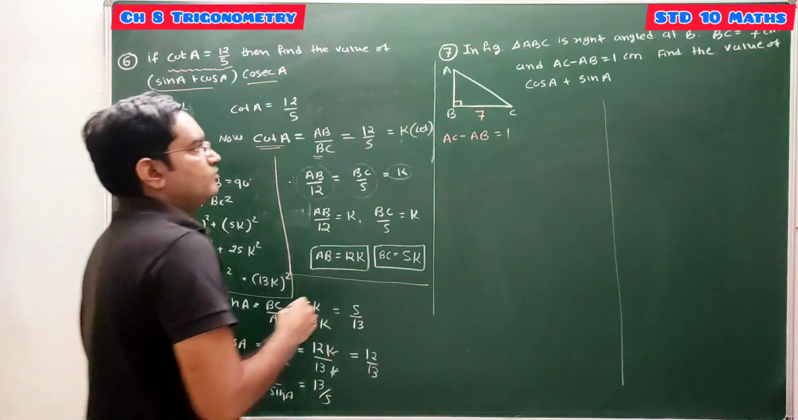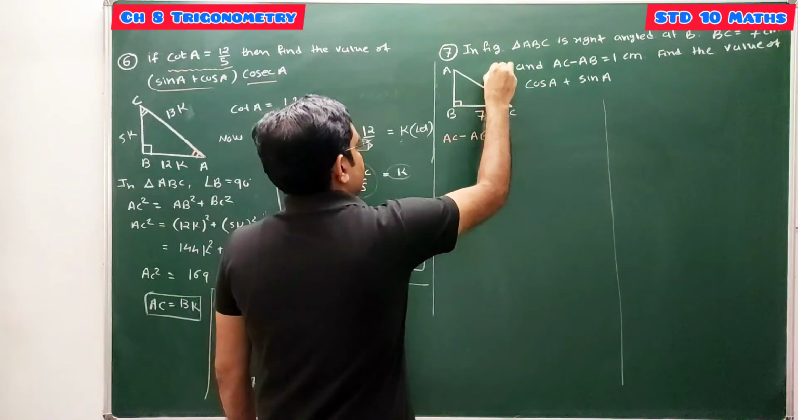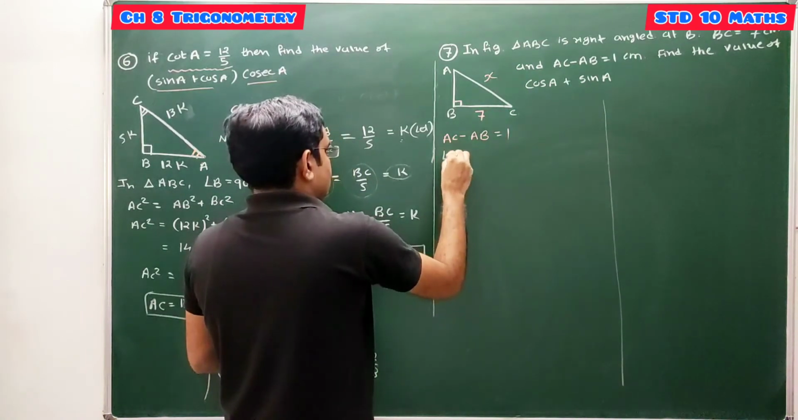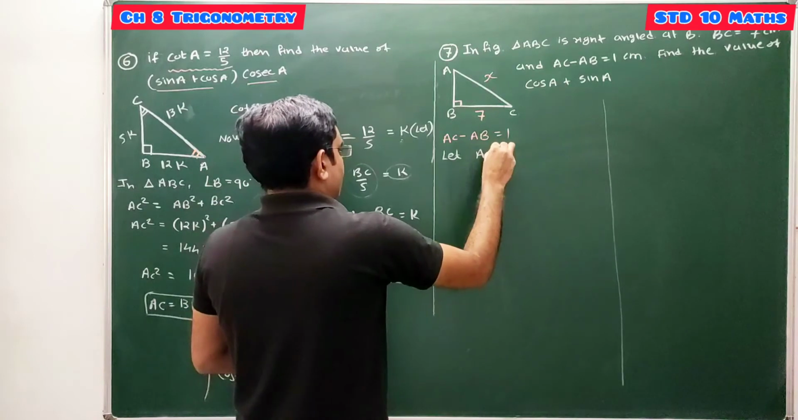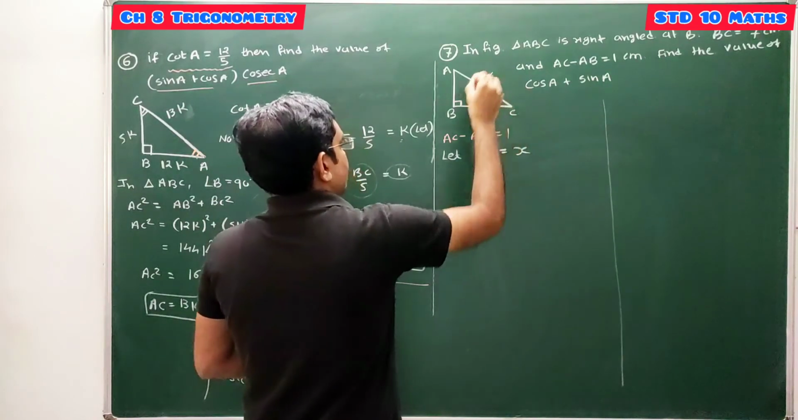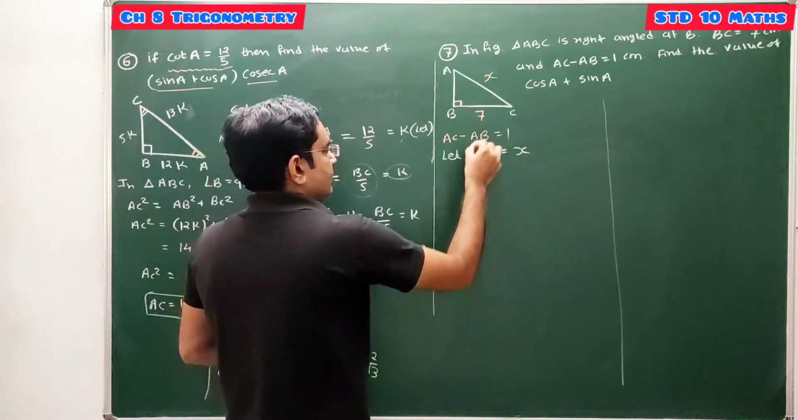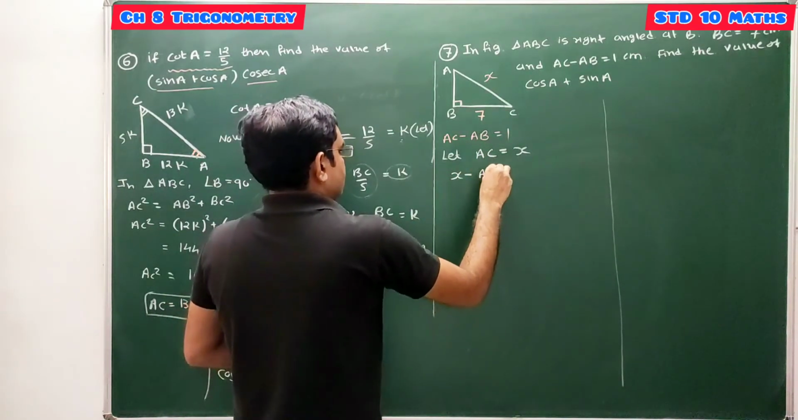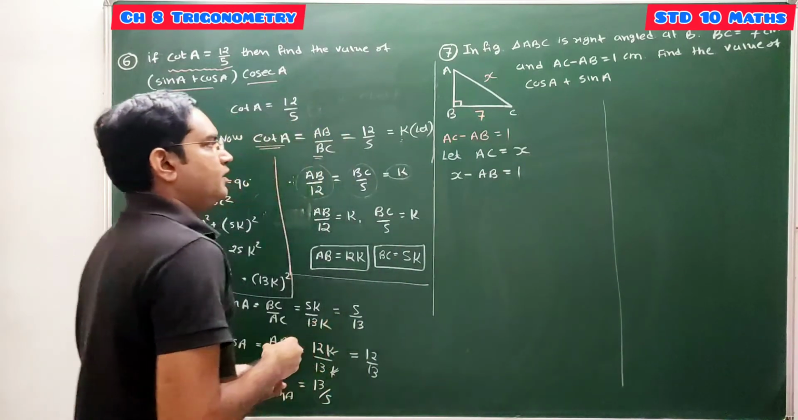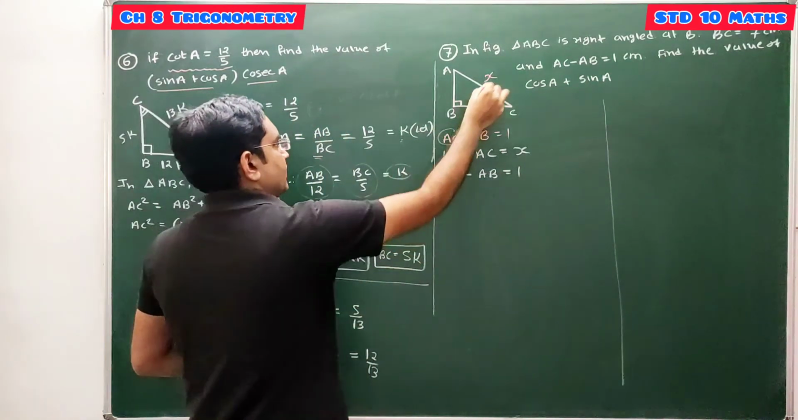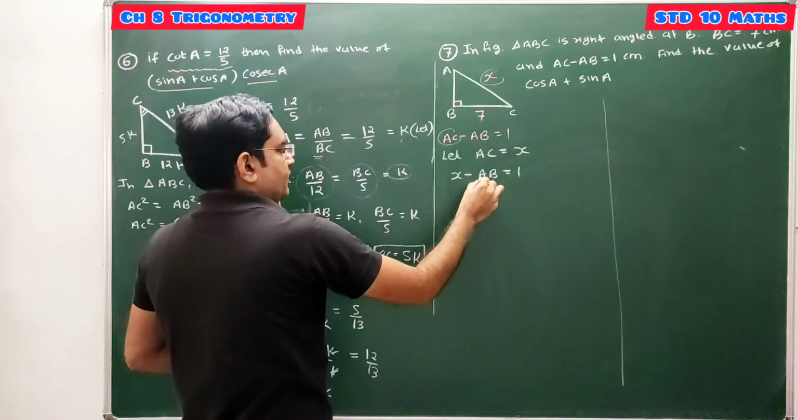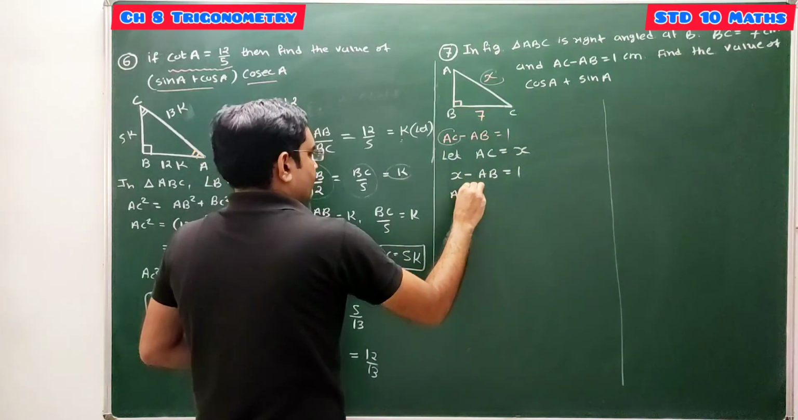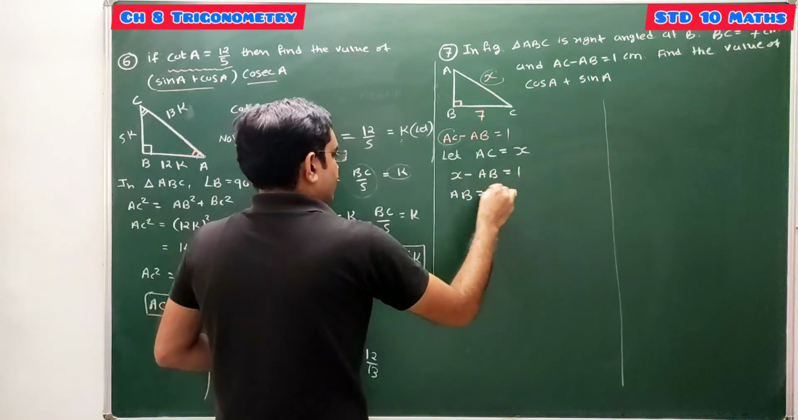So here we can assume, let AC be X. Let the length of the hypotenuse be X. So if AC is X, then what will our AB be? So it's X minus AB equals 1. We assumed AC as X, the length of this side is X. So AB will go to the other side and 1 comes to the left hand side. So AB will be positive and it will be X minus 1.